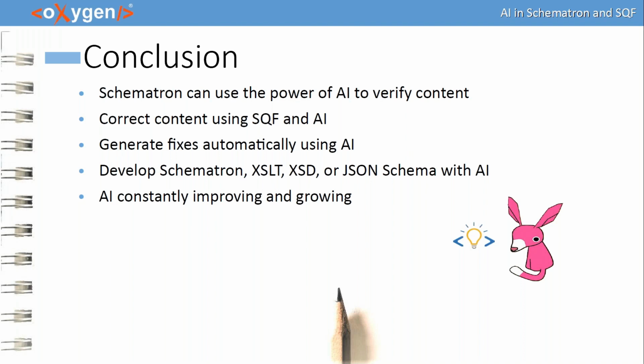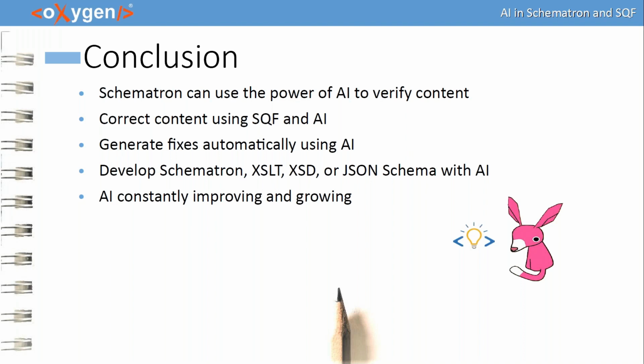You can also correct the content, and you can use SQF, and also in this case you can specify the content that will be sent to the server and the content that will be replaced and how it will be replaced. You can also generate fixes automatically, so Oxygen provides this automatic fix based on the Schematron message or on the error messages. And we provide also support to develop Schematron, XSLT, XSD, or JSON schema using AI. So you can just use this follow instruction action that will help you to develop your documents.